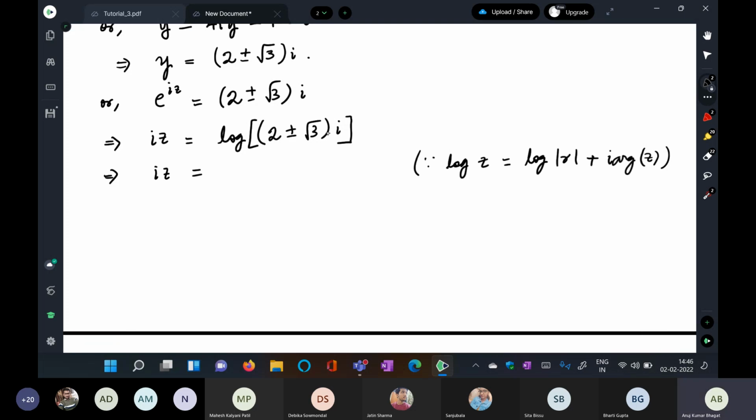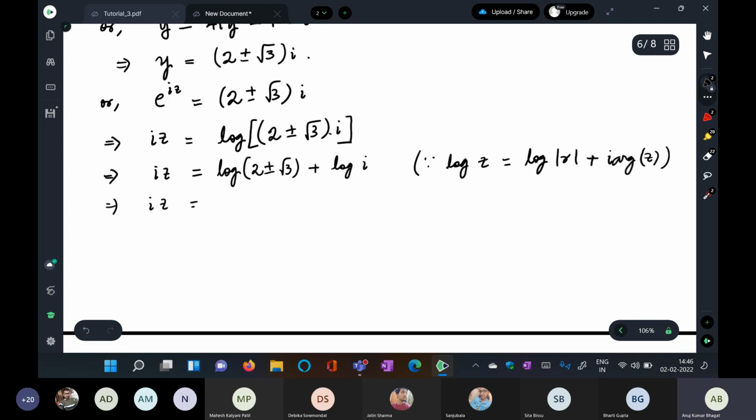Before I apply the property of log, this will become log of the first part plus the log of the second part. Log of a real number will be just this. And what will be log of i? The modulus of i is 1, so log 1 is 0, and plus i pi by 2, because the argument of the complex number i is pi by 2.